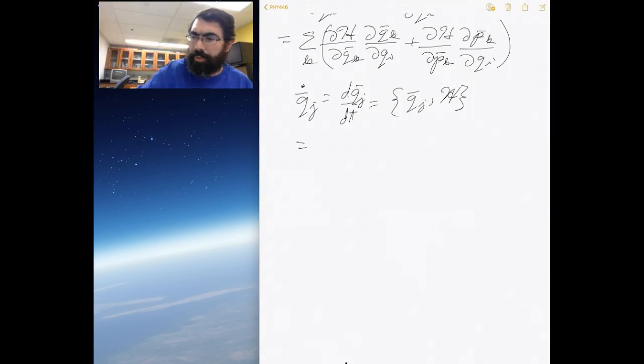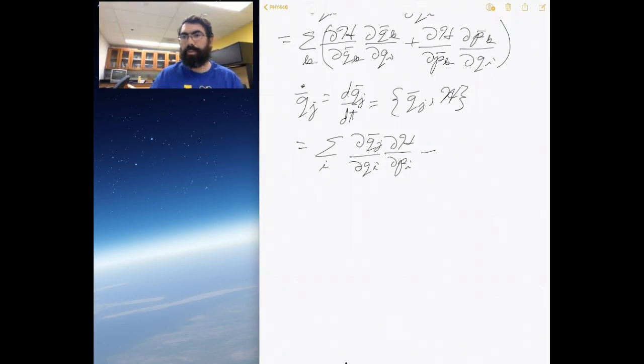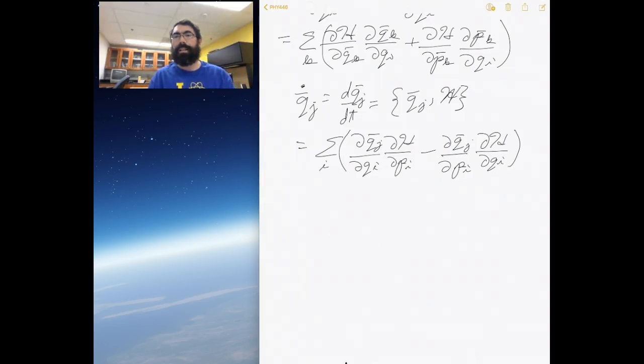Well, let me write out what the Poisson bracket looks like. It's the sum over, let's say, components i of the derivative of q bar j with respect to q and dH dp, and then minus, now if we rearrange the cyclic variables, we have dq bar j with respect to momentum and dH dq, like so. So that's writing out the Poisson bracket.